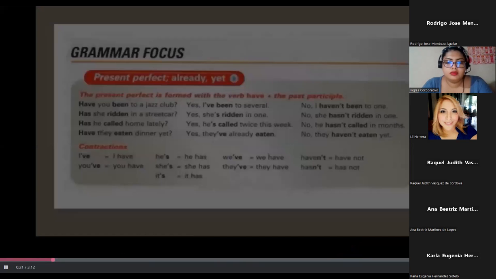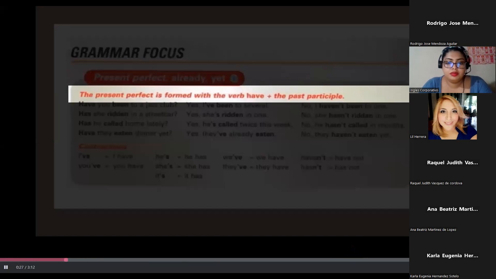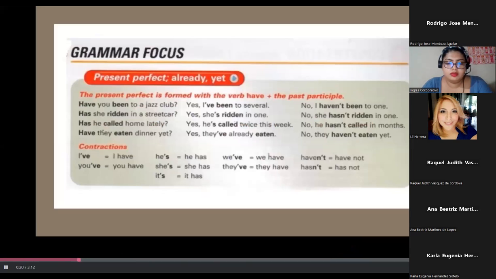Present perfect. Already, yet. The present perfect is formed with the verb have plus the past participle. Have you been to a jazz club? Yes, I've been to several. No, I haven't been to one.